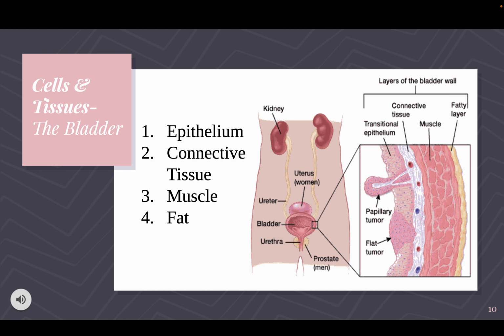Wrapped around the lamina propria is the layer called the muscularis propria or detrusor muscle. According to Johns Hopkins Pathology, this layer consists of thick, smooth muscle bundles. The final outer layer is the perivesical soft tissue, which is made up of fat, fibrous tissue, and blood vessels.